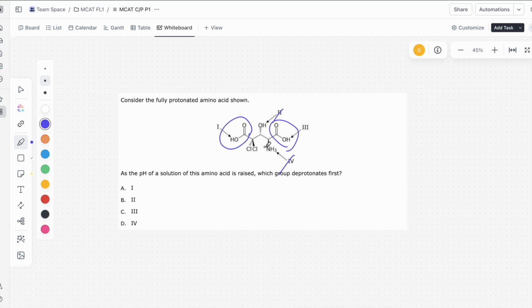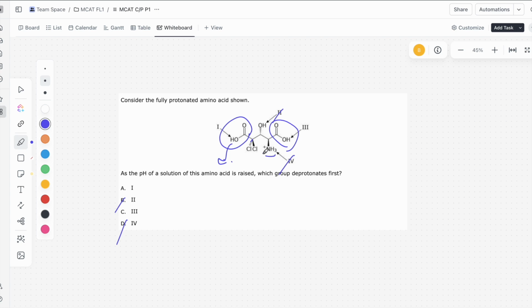So between these two answer choices, right, 1 and 3, which of these is going to be more acidic? And the answer is 1. Why is that? You have these chlorines right here. You actually have 2 chlorines. And due to the inductive effect, basically what that means is it's going to be easier for this carboxylic acid to release and lose that hydrogen, making it more acidic.